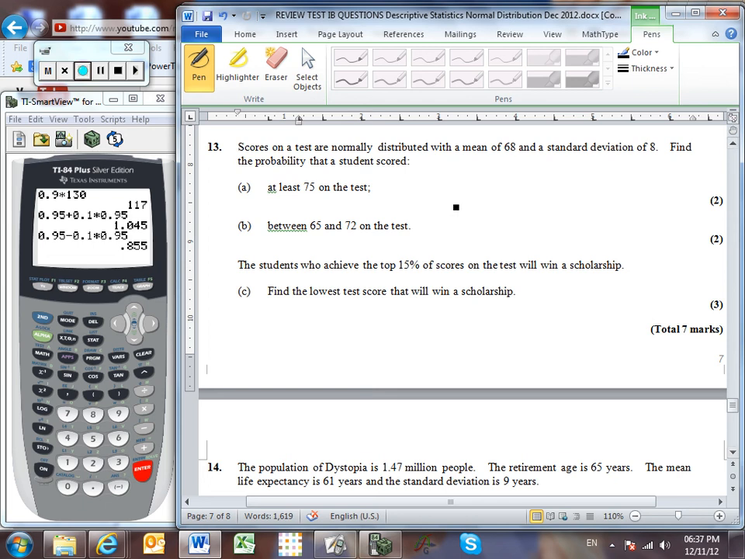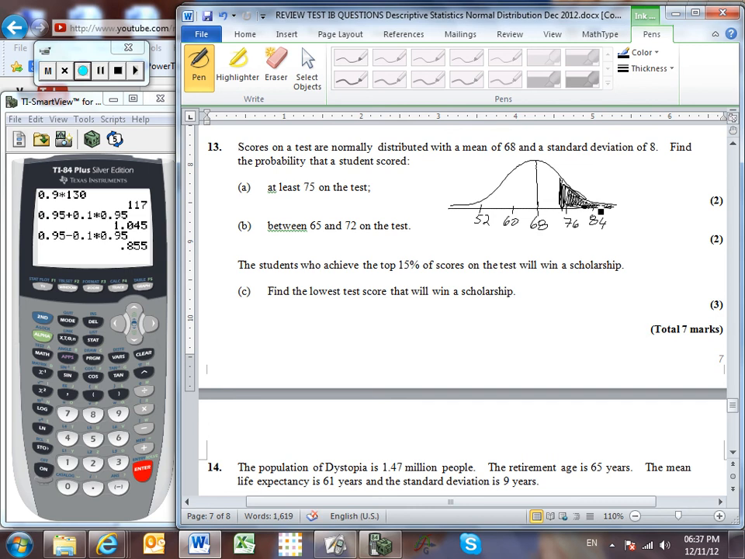Let me draw a quick diagram of the situation. So here's our normal curve, and we've got our mean in the middle at 68, and we know that we're going up by standard deviations of 8 on each side. So I don't actually really need to draw this, but it doesn't hurt, just to give me a picture of what's happening. So I want to find out the probability that a student scored at least 75. That means 75 or above.